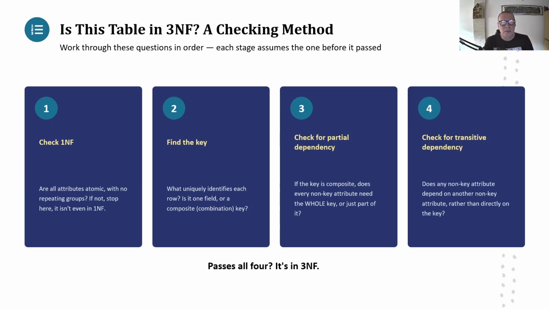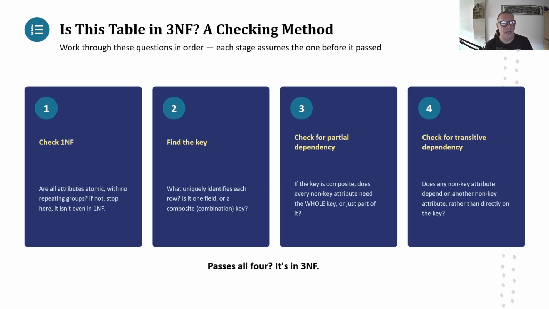So you may be asked in an exam whether a particular table is in third normal form or not. So you can go through the stages to work out if it is. The first thing is to check if it's in first normal form, because it can't possibly be in third normal form if it's not in first normal form.